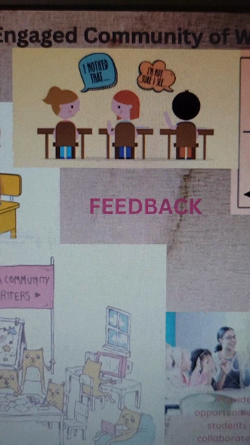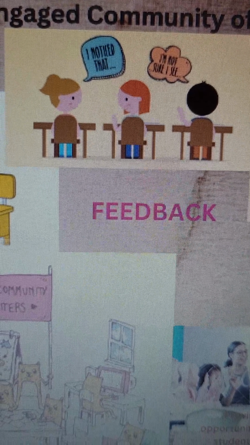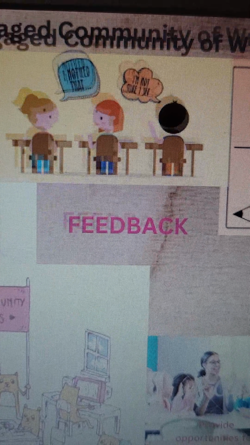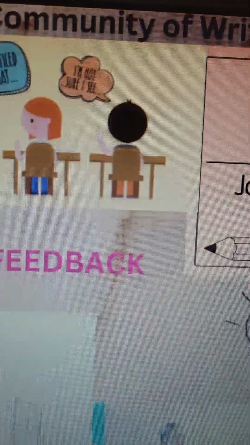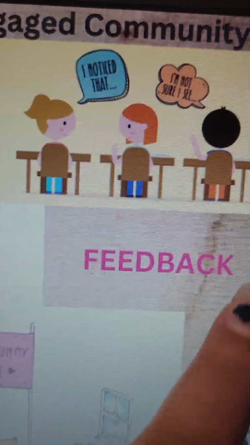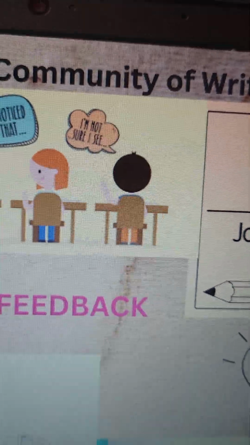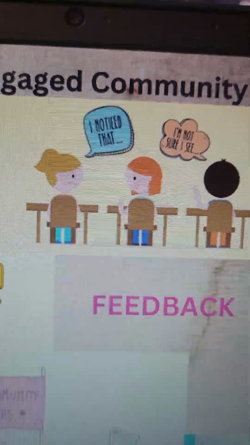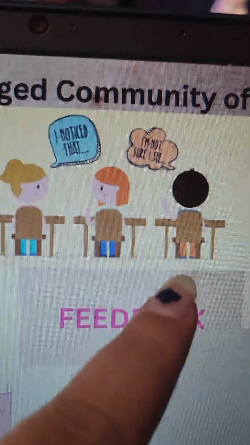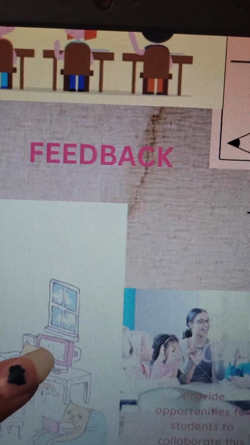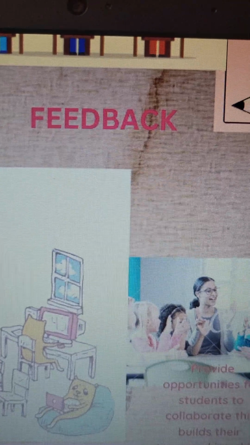And then this picture has three different people, which appear to be students. One of them is saying, "Hey, I noticed that." What appears to be a little boy is saying, "I'm not sure I see." So in that you can incorporate other things. Talk to the kids. Well, what did you notice here? What didn't you notice? What do you need help on? And then help point out how to help. One of the most important things is to give the students feedback.